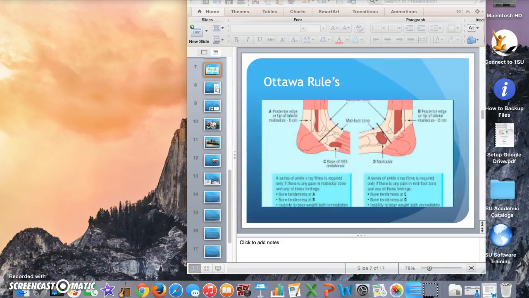In this slide, we're talking about the Ottawa rules, which are a set of guidelines used to decide whether the athlete should get an x-ray done to determine a fracture. If the athlete is having pain with palpation in 2 or more of the common spots, which are the medial and lateral malleolus on the posterior edge or tip, the navicular, or the base of the 5th metatarsal, you'll send them to get an x-ray.